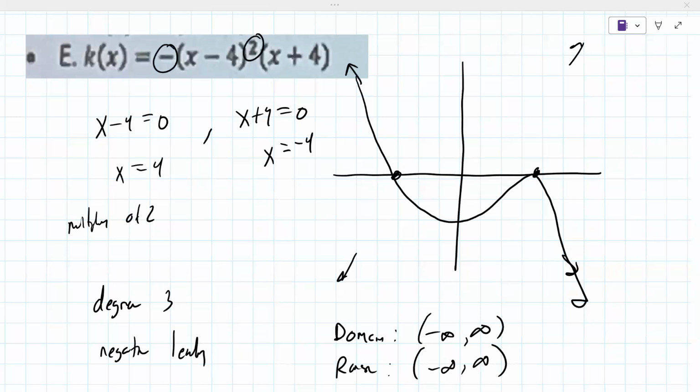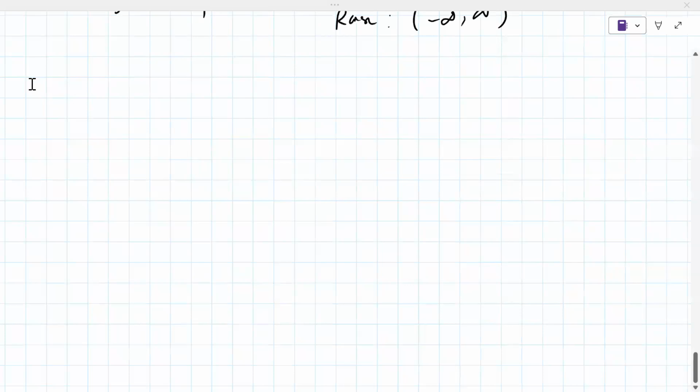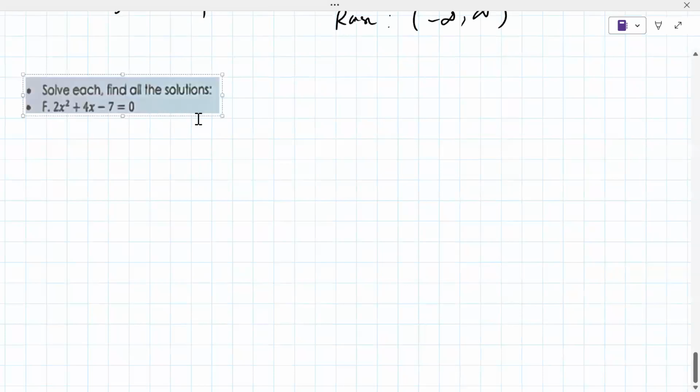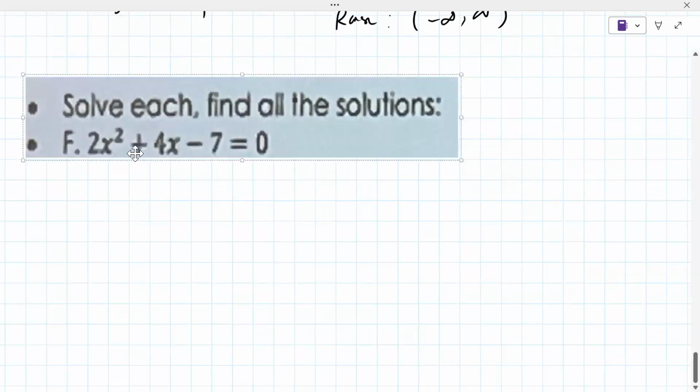Solve some quadratics. This one you would like to factor if you can. I'm not saying you can. So you take the 2 times the -7, which is -14, and you decide if there are two numbers that multiply to -14 but add to +4. If there are, you can factor. If there are not, you can use the quadratic formula, or you can complete the square.